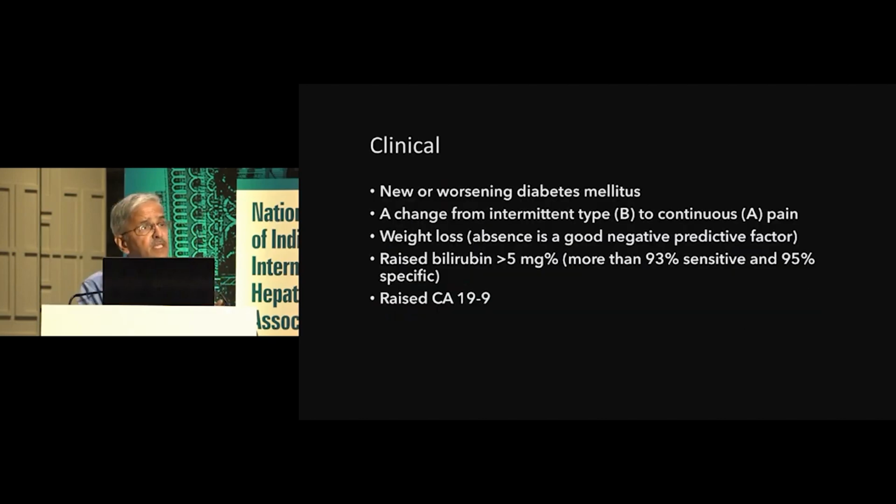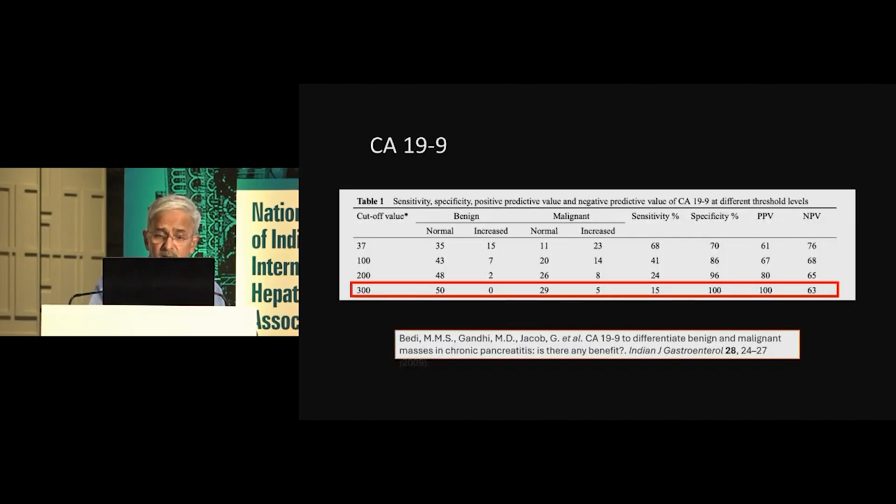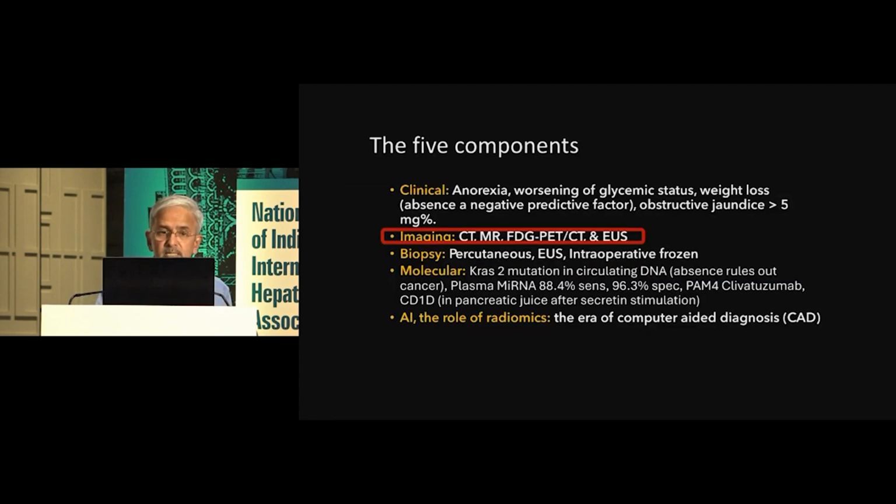If there is a change of intermittent type B pain to a continuous type A pain, then it's an important sign. As for CA19-9, Manmohan Singh Bedi published that if you had a value of over 300 in a patient with chronic pancreatitis, it was nearly always cancer. Of course, this need not be true in all cases.